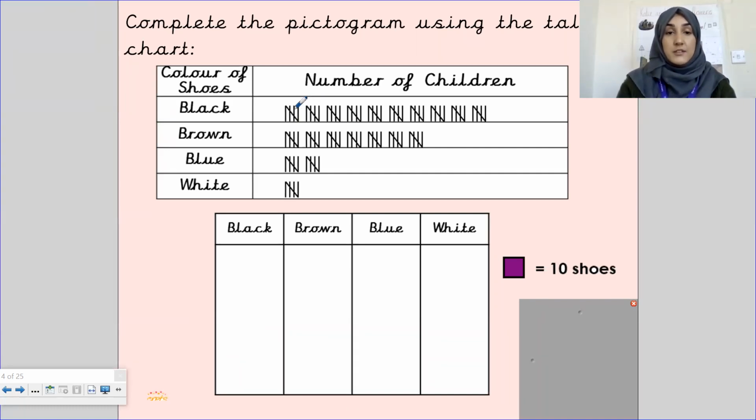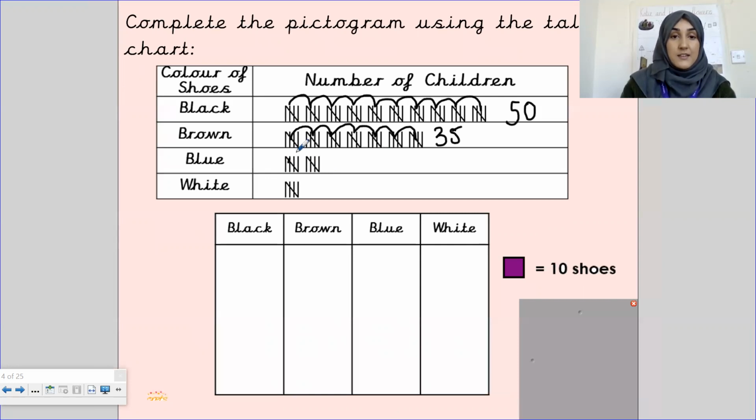So I know that's 5. So let's count. That's 5, 10, 15, 20, 25, 30, 35, 40, 45, 50. There are 50 children that have black shoes. That's a lot of children. Next, we have 5, 10, 15, 20, 25, 30, 35. Okay, and then I have 5 and 10. And underneath, I just have 5.